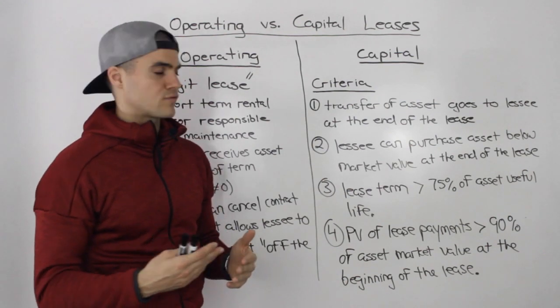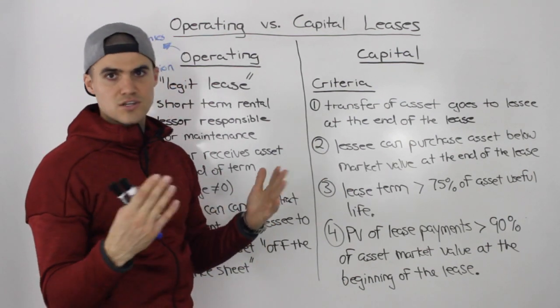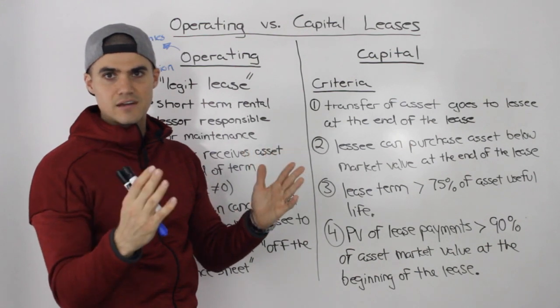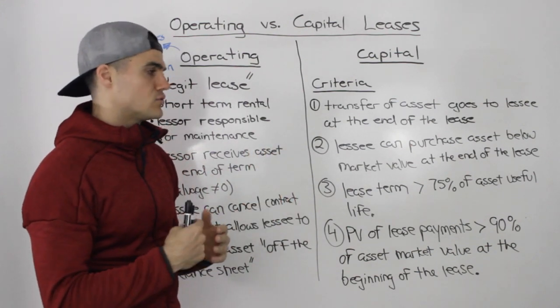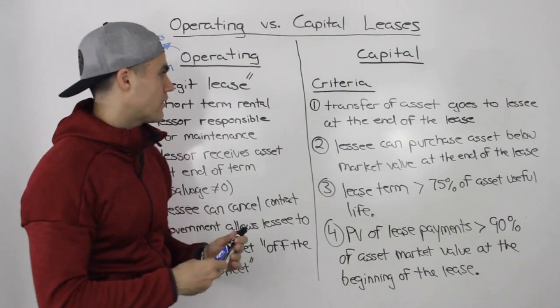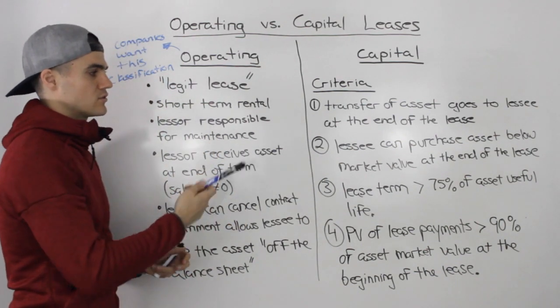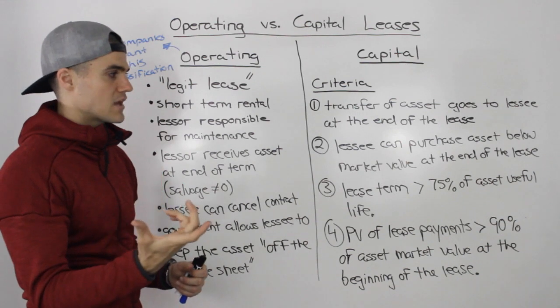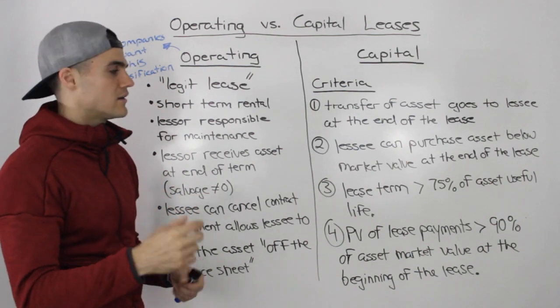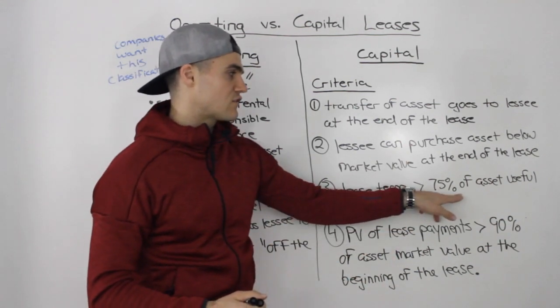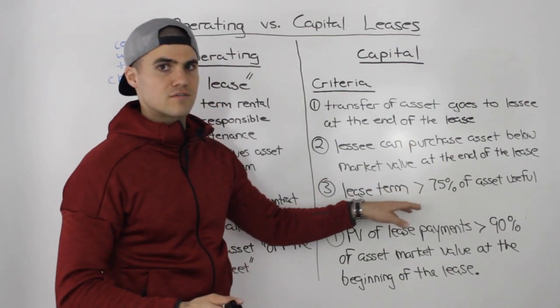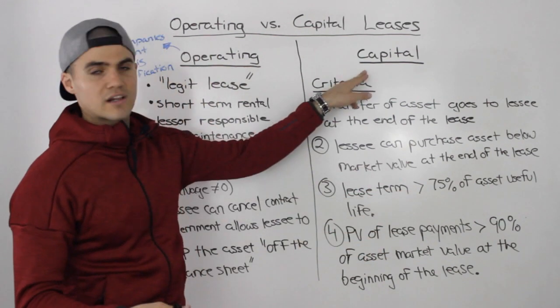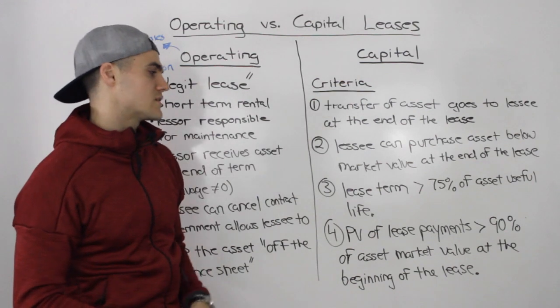That makes sense. So for example, if an asset has a useful life of 10 years and you lease it for 8 years, well, then it's not a short-term rental. You're basically leasing the asset for 80% of its useful life, 8 years out of 10 years, which is greater than 75% of the asset useful life. So if that happens, we have to classify it as a capital lease.